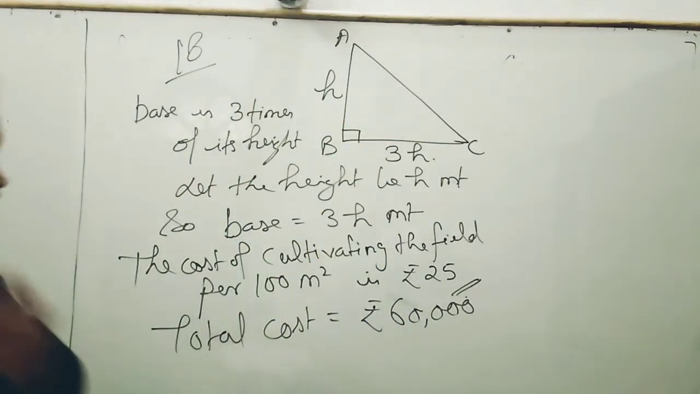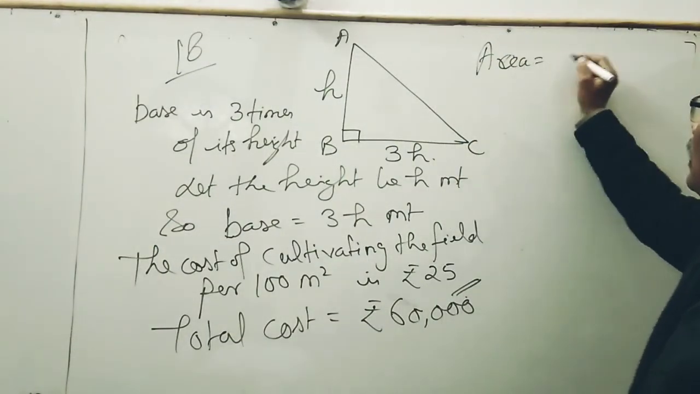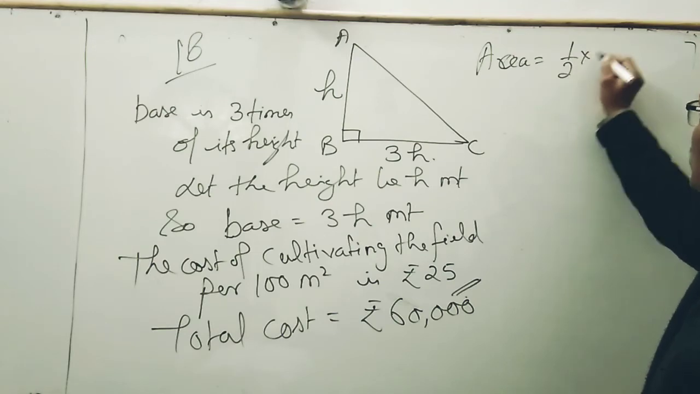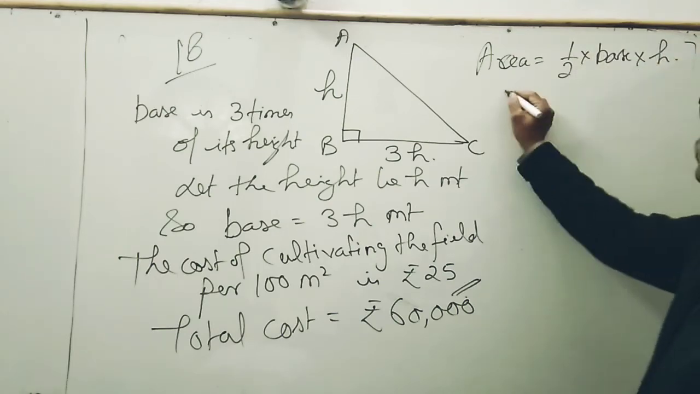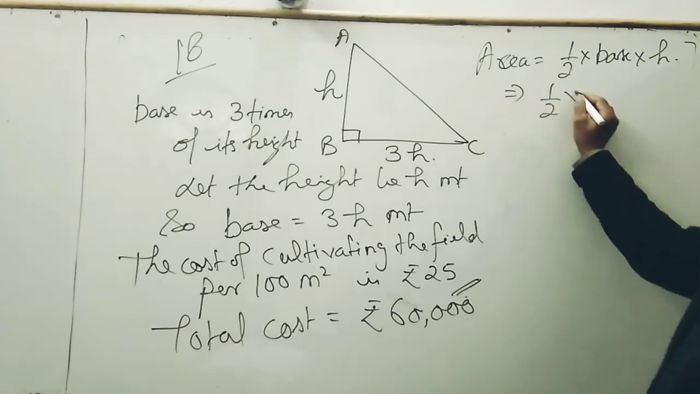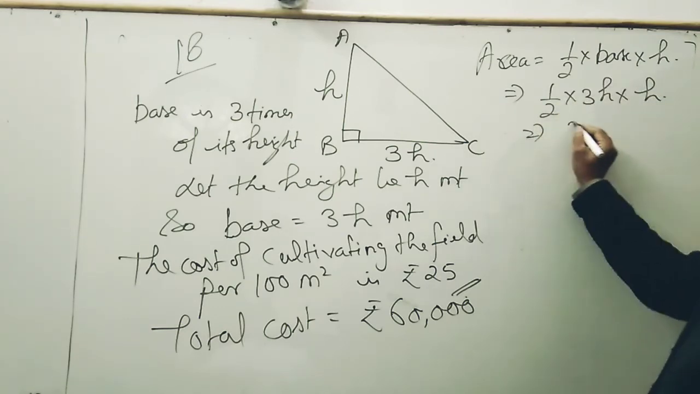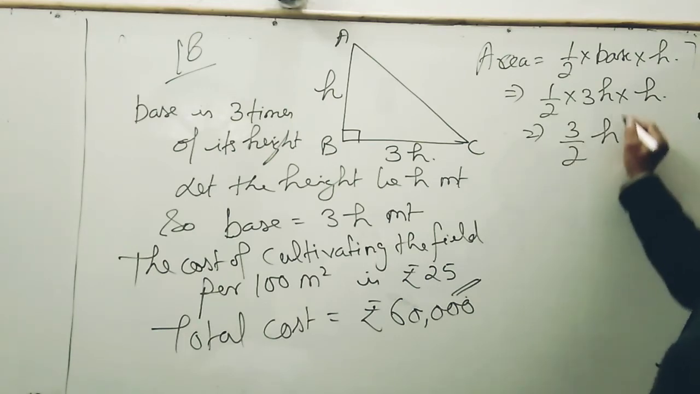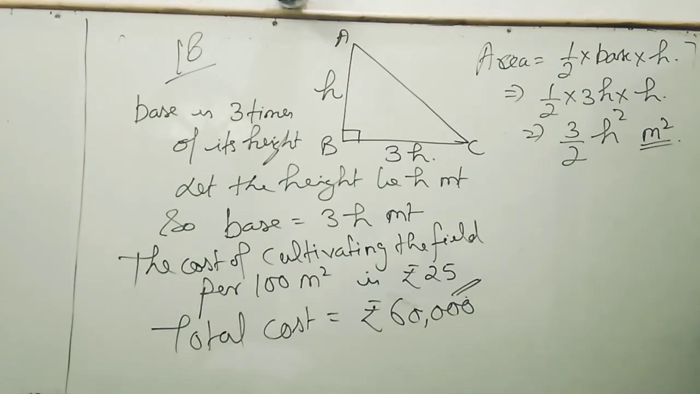तो सबसे पहले हमें क्या करना होगा? एरिया निकालो. तो area is equal to half base into height. So it will be 1 by 2 into 3h into h. So 3 by 2 h square. This is in मीटर स्क्वायर, क्योंकि मीटर में हाइट और बेस दिया गया है तो मीटर स्क्वायर में आएगा.